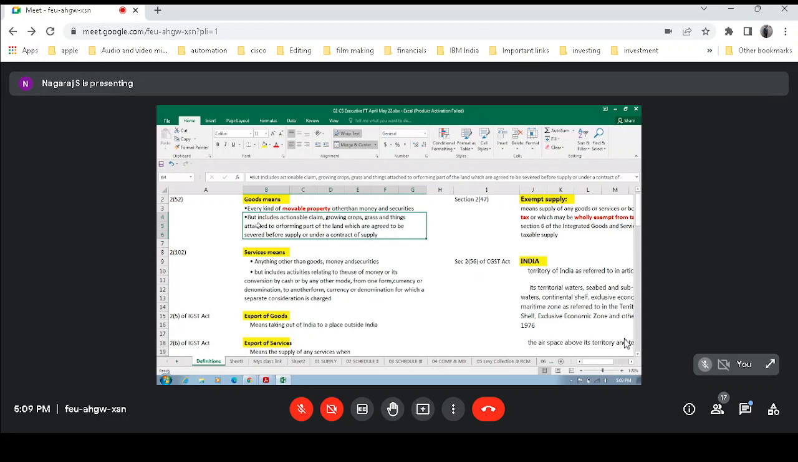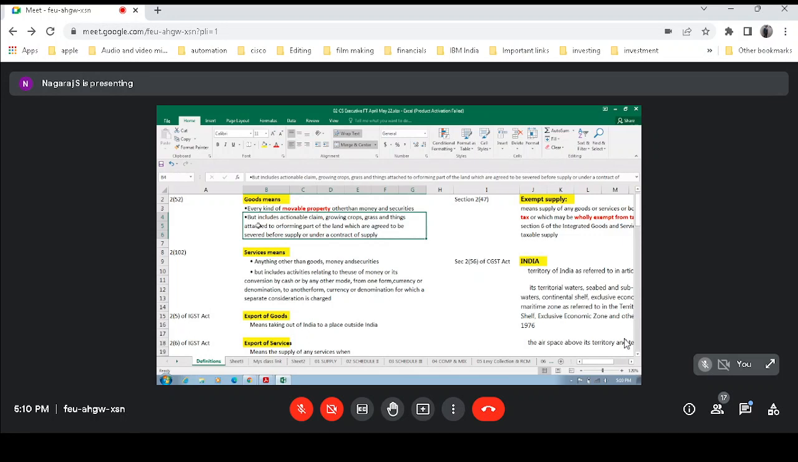Growing crops, straight from the farm. Example, you place an order at night, paddy, the next day ragi, and by morning a flight brings those things to your home. Grass, I don't know. That's what I was thinking. Why is it separately given as grass? Grass is different, growing crops are different.